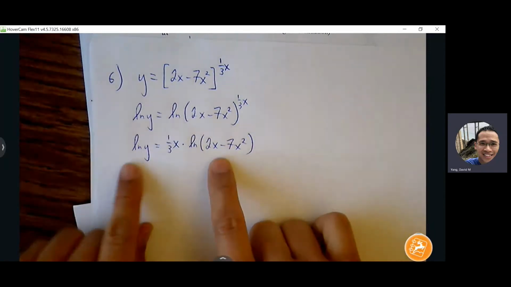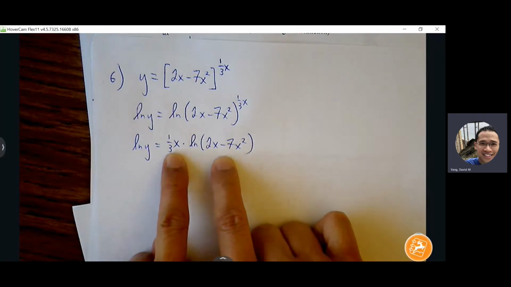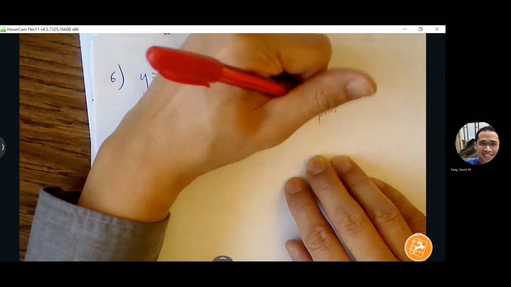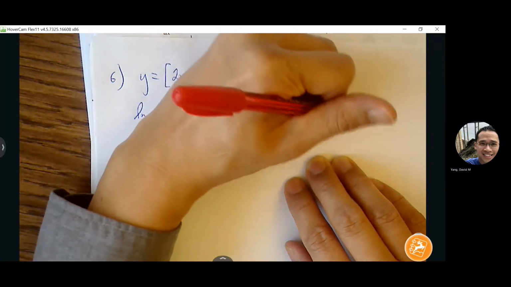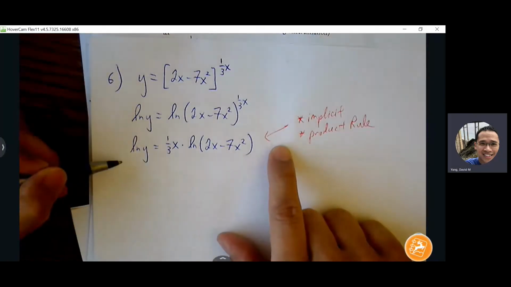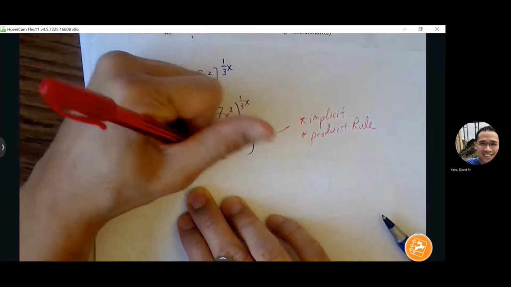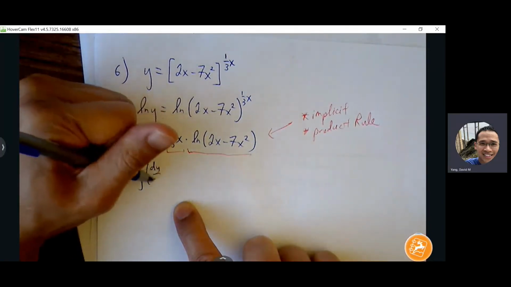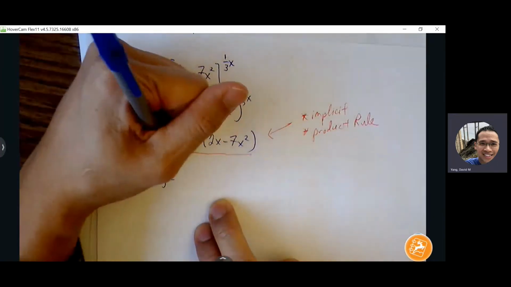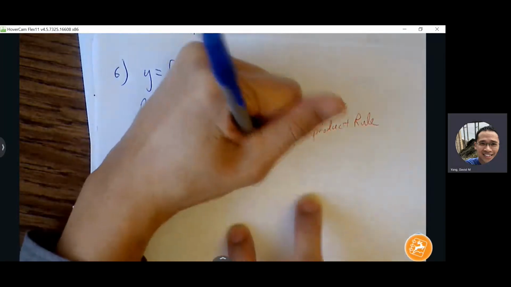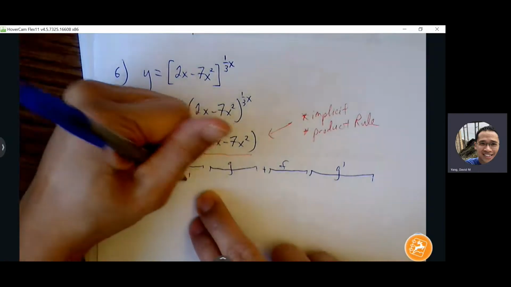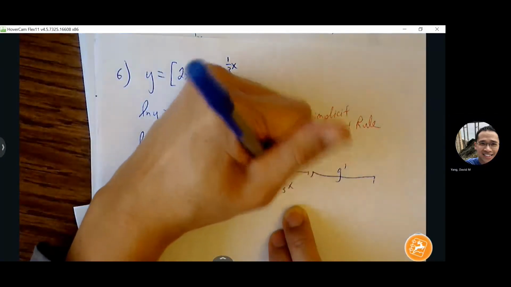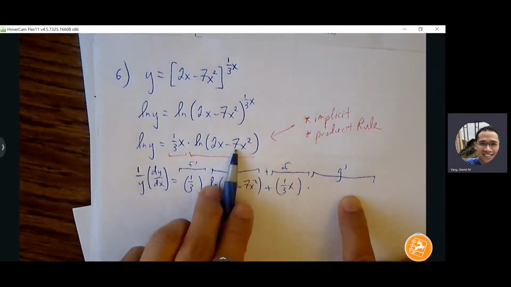Okay, so now that we're here at this step, there's a little bit of implicit differentiation going on on the left side, but the right side is just product rule. Natural log of y, u prime over u, so 1 over y, but we have to involve dy/dx here. f prime g plus f g prime. U prime over u, 2 minus 14x.